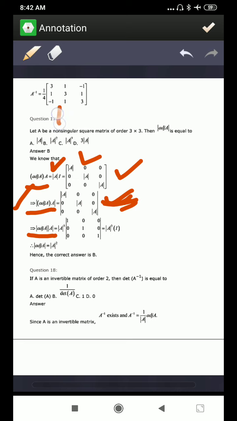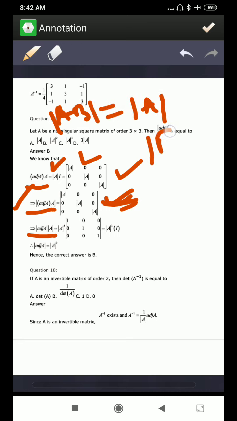There is a property that determinant of A into B is determinant of A into determinant of B. So I have written it as determinant of adjoint of A into A is equal to determinant of adjoint of A into determinant of A. On the right side you can take determinant of A as common, or it will come determinant of A cube only if you calculate it. You just find the value of this determinant. So determinant of adjoint of A into determinant of A is equal to determinant of A cube. On the basis of that, you can get this as the answer.